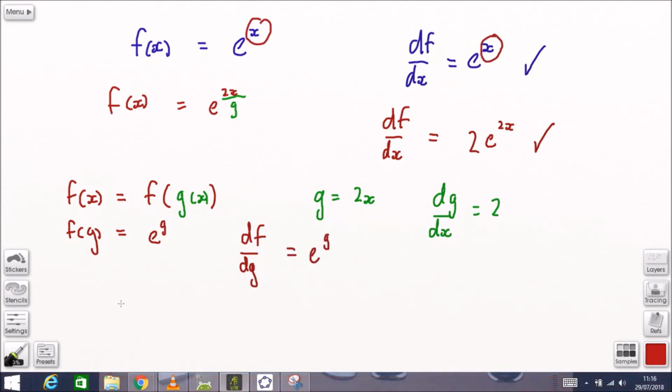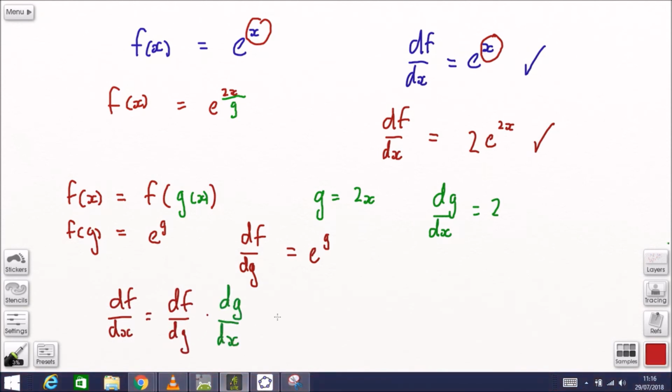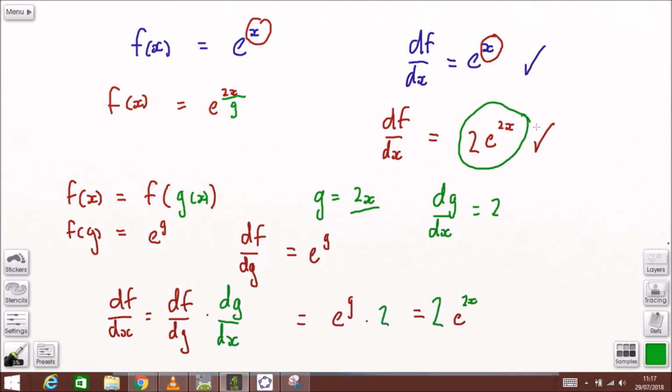And we just have to impose our chain rule now. The derivative of f with respect to x is df dg times dg dx. So we've got e to the g times 2. And if we just rearrange this, and don't forget to substitute back in 2x for g, and now we're done.